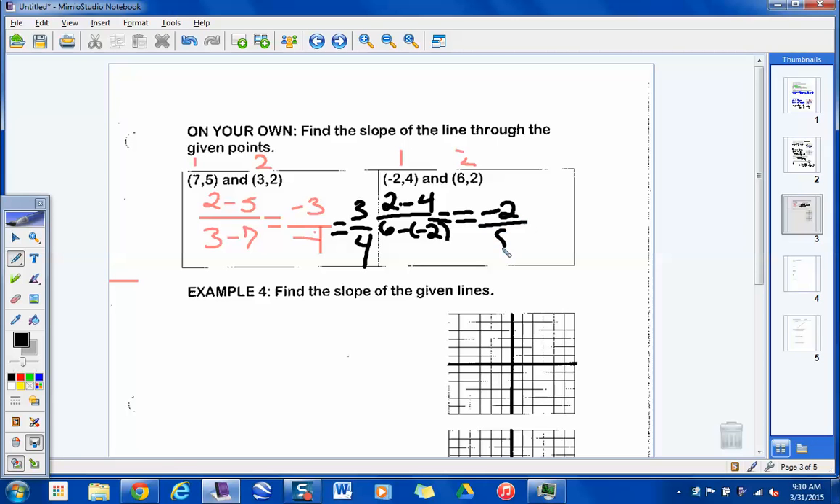Okay. So first of all, is this going to be uphill or downhill? Down. Okay. It is going to be negative. What's 2 over 8 going to simplify to? You know this.